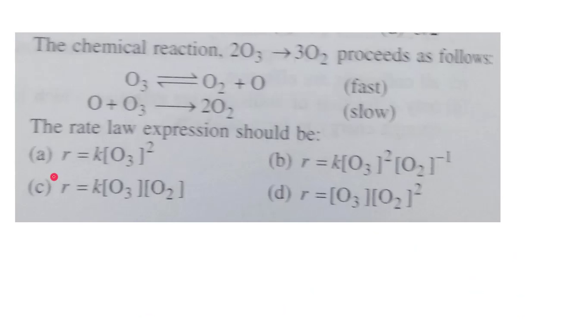One more question of the same type. The chemical reaction 2O3 gives 3O2 proceeds as follows. O3 dissociates to produce O2 plus O, fast step, and O plus O3 gives 2O2, it is the slow step. The rate law expression should be, right? Again, you have to write the rate law. Rate law is found out from the slowest step. So this is the slowest step. Looking at the slowest step, you have to write the rate law. If it contains some intermediate, you have to find out the value of the intermediate using the equilibrium concept. So this first reaction is under equilibrium.